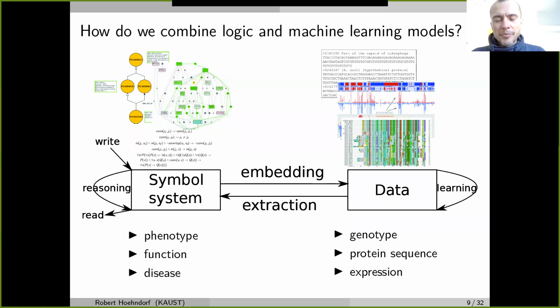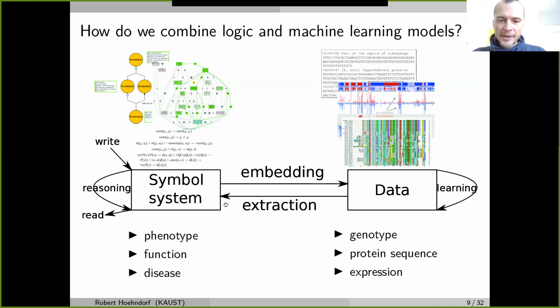And the key point is the two arrows in between. The two arrows in between are twofold. From the left to the right, it's the embedding direction. It's where we want to take symbolic knowledge, so knowledge that we have about our domain, and embed it in the same space as our data, so that we can combine it with our data for machine learning. And this is how we would introduce background knowledge in a machine learning model, if we can embed our knowledge appropriately in the same space as our data.